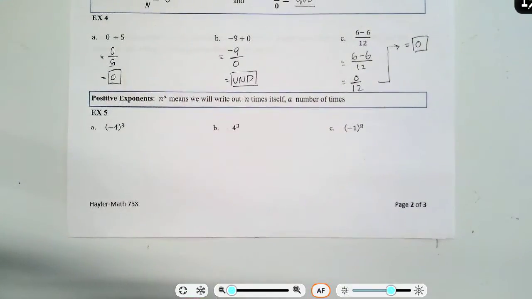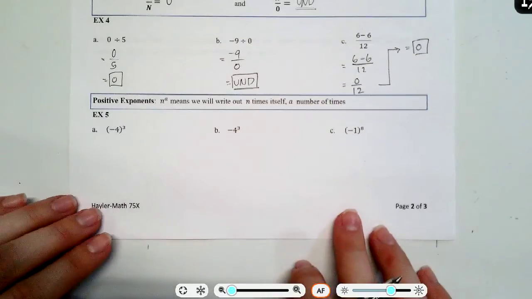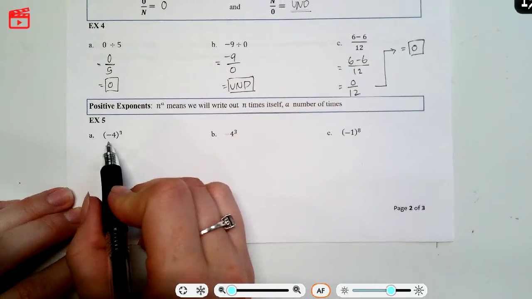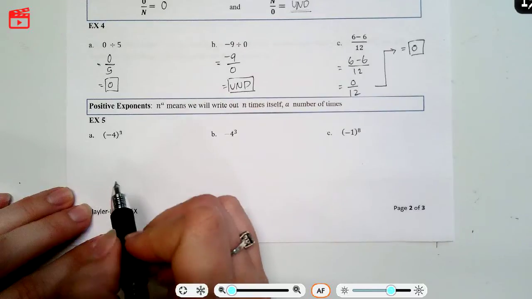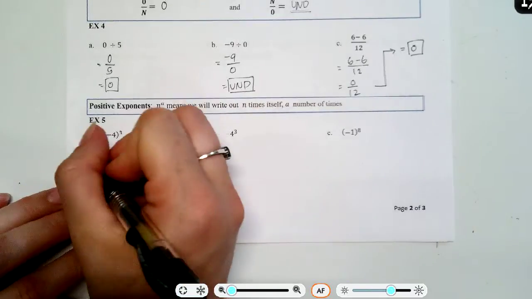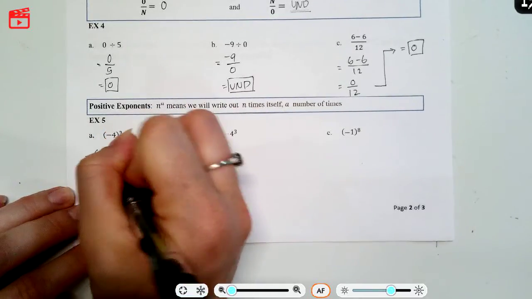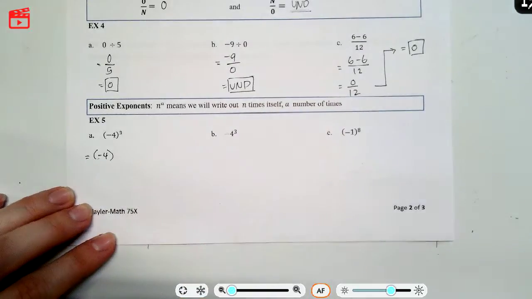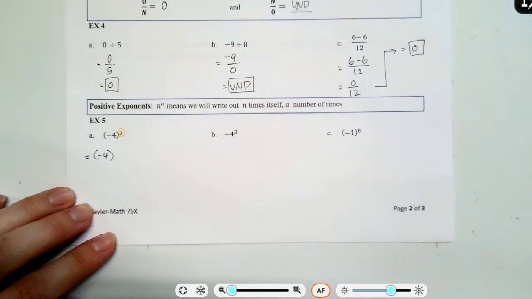Positive exponents. n to the a power means we will write out n times itself a number of times. All right, let's see what that actually means. Okay, so we have this number, negative 4 to the third power. Well, that means I'm going to write negative 4 times itself how many times? 3 times.